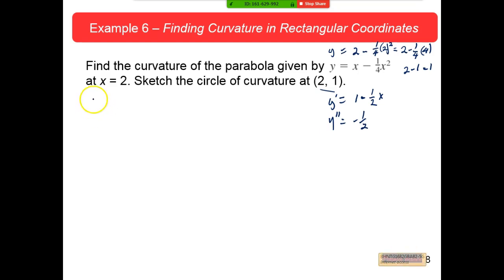So what is the curvature? K. Now you'll find me saying kappa a lot because most other texts use kappa. This one uses capital K. And the absolute value of y double prime, which would be 1/2, divided by, open bracket, 1 plus y prime squared, close the bracket, and that's to the 3/2 power.